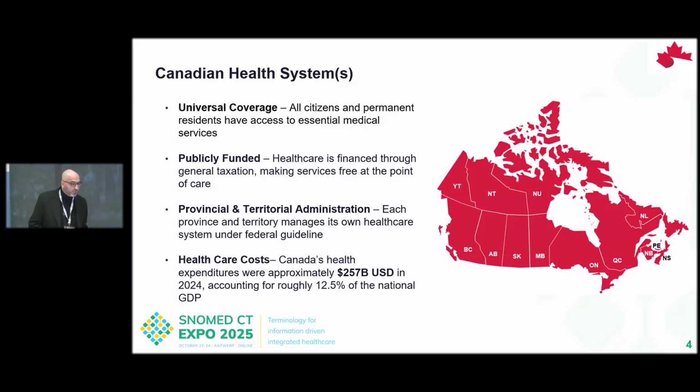In 2024, our healthcare spending reached about $257 billion, which is roughly 12.5% of our GDP. That is a lot of money. It's more than $9,000 per Canadian for that year. So clearly, that's why using consistent and clear terminology across the different systems is very important, so we can turn this spending into better care for everyone.